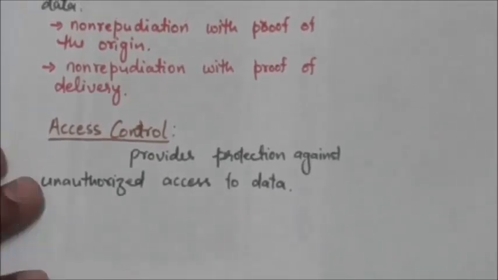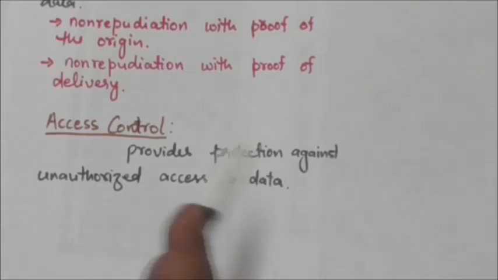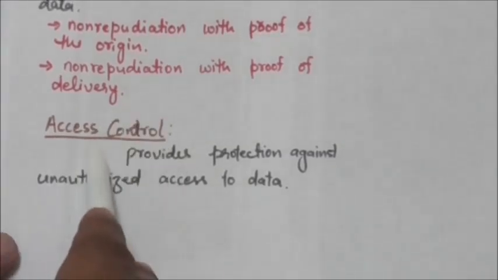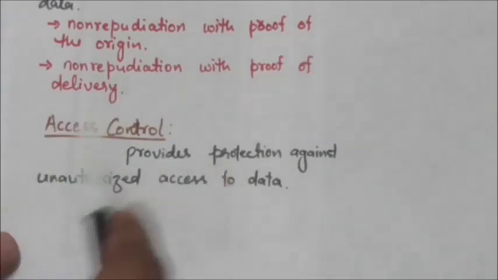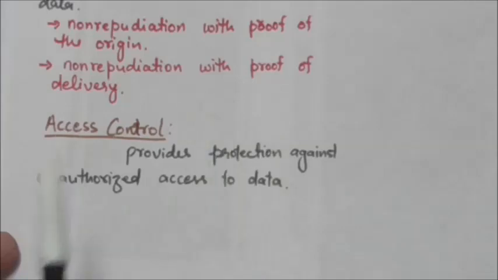The next security service is access control. Access control provides protection against unauthorized access to data. The term access in this definition is very broad and can involve reading, writing, modifying, executing programs, and so on.